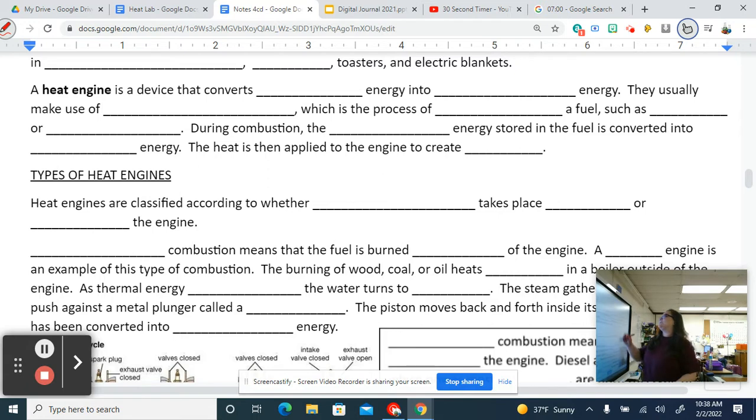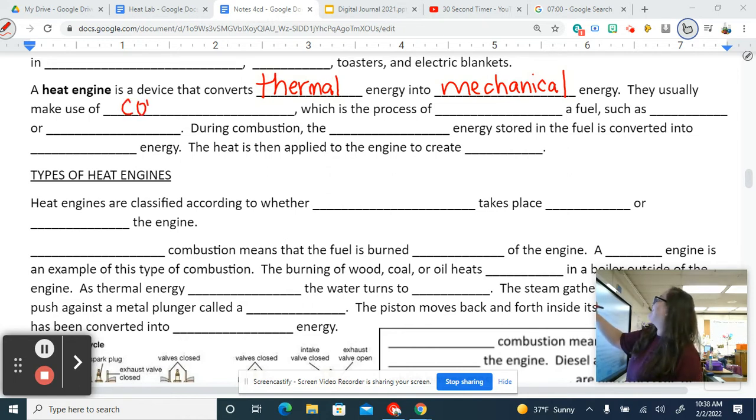So a heat engine is a device that converts thermal energy into mechanical energy. They usually make use of combustion. And that's a word that y'all are supposed to know. Combustion. What's it mean when something combusts? Right, burns up. So explodes.